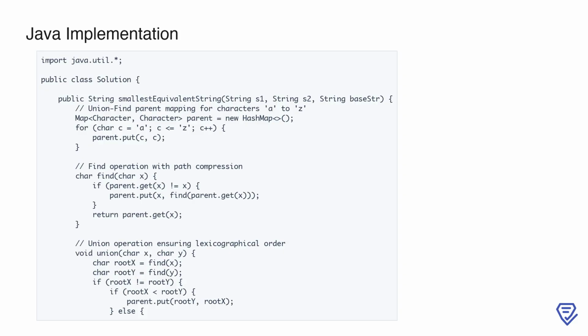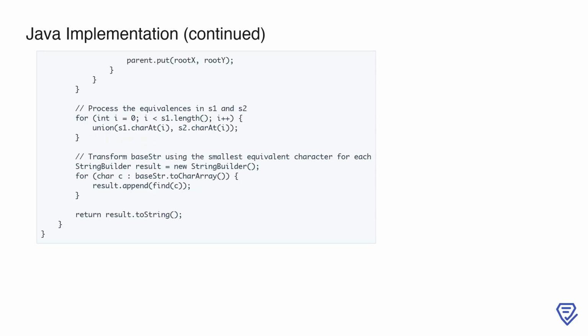Finally, we begin defining the union function, which will merge two groups while ensuring that the lexicographically smaller character becomes the parent. The comparison between root x and root e ensures that the merged structure maintains the desired ordering. In the union function, if the roots of the two characters are different, we update the parent to maintain lexicographical order. If root x is smaller, root e points to root x, otherwise, root x points to root e.